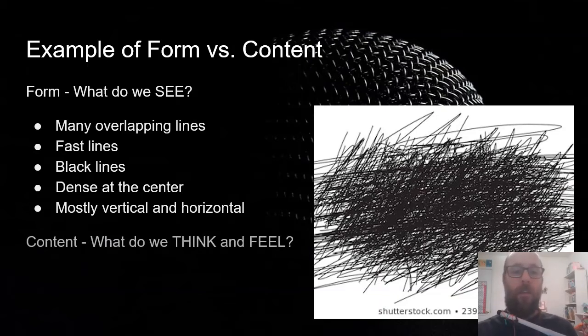So now let's look at the content. We have all these pieces, right? We have the overlapping lines. They're moving fast. They're black. They're thick and dark in the middle, mostly vertical and horizontal. What's the content? What do we think and feel? What does this say to us? What kind of mood was this person in? So push pause. What kind of attitudes does this indicate? Talk that over with your partner. Push pause now.